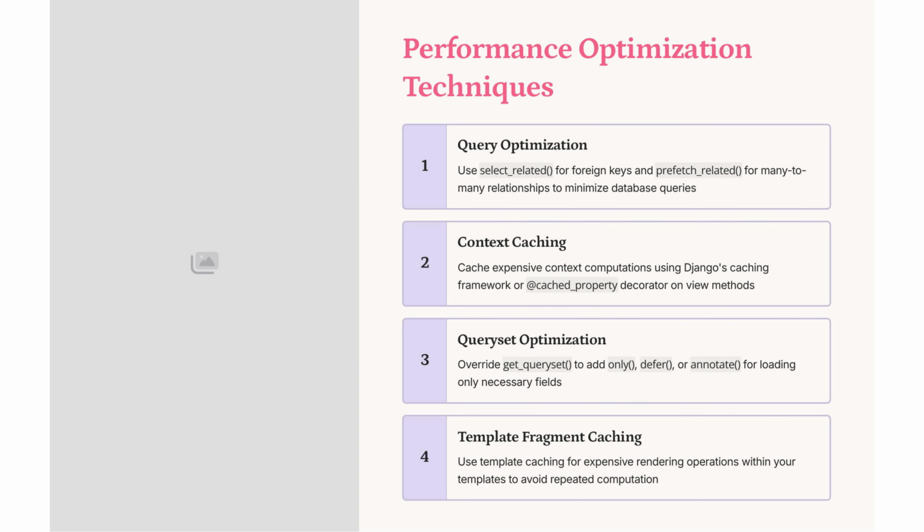Optimize performance by using select_related for foreign keys and prefetch_related for many-to-many relationships to reduce database queries. Cache expensive context computations with Django's caching framework or a cached_property. Override get_queryset with only, defer, or annotate to load necessary fields. Implement template fragment caching to avoid repeated rendering operations.